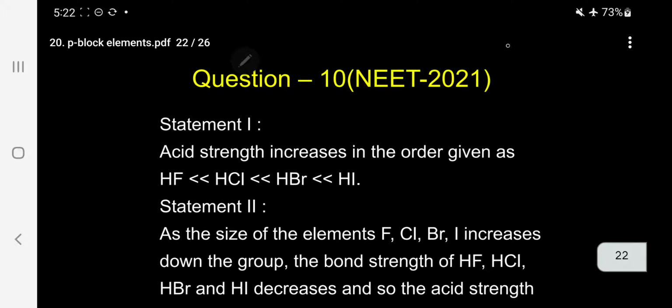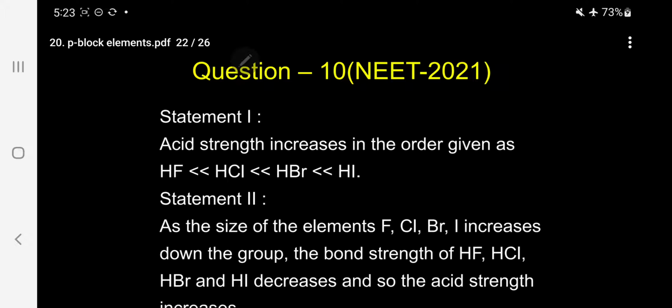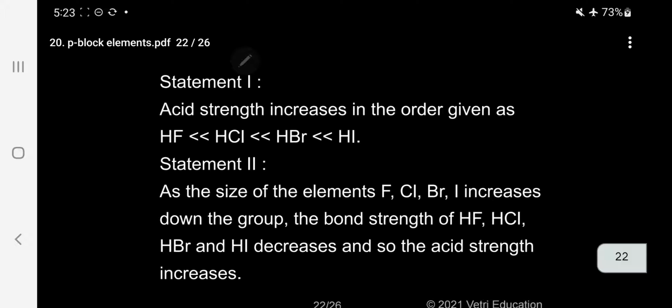Question number 10, asked in NEET 2021. Two statements are given. Statement 1, under the halogen family: acid strength increases in the order HI greater than HBr greater than HCl greater than HF. That is, acidity increases in this way. That is statement 1.